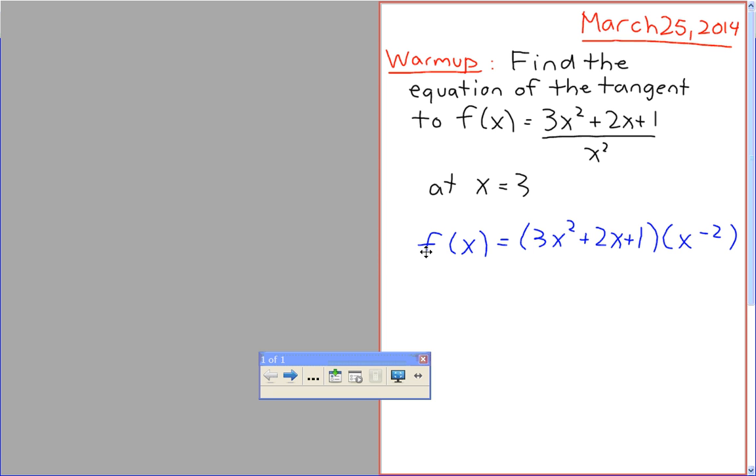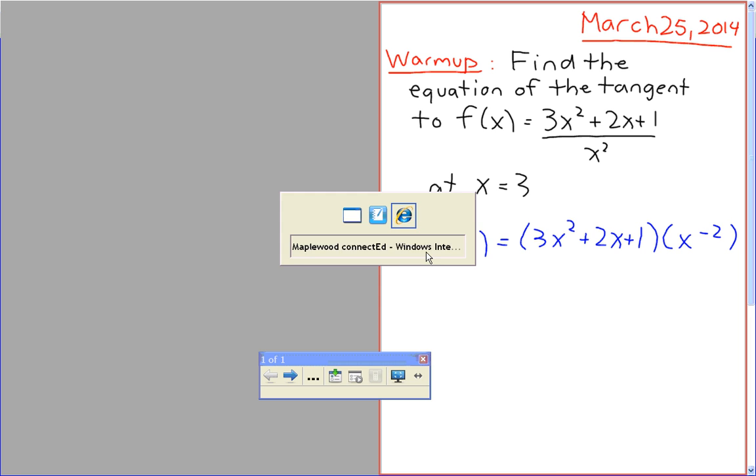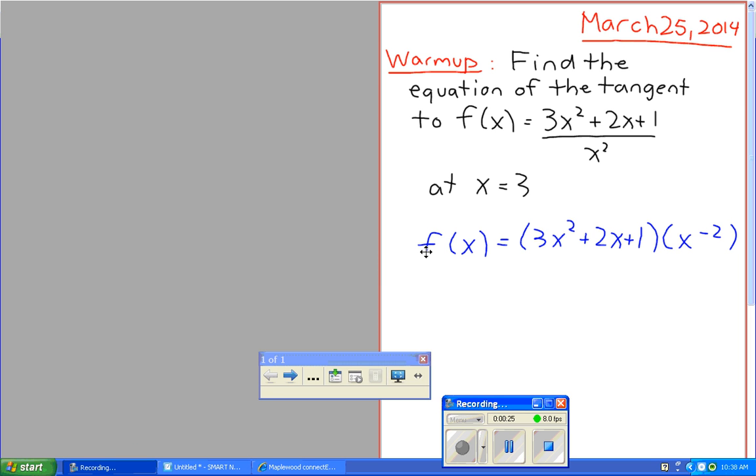You can also, if you really wanted to, you could have changed it to 3 plus 2 over x plus 1 over x squared, and then taken the derivative that way, right? So change the 3 terms: 3 plus 2 over x plus 1 over x squared, if you wanted to. I just want to use product rule, so I'm going to stick with this for my solution. Okay, so we can practice product.